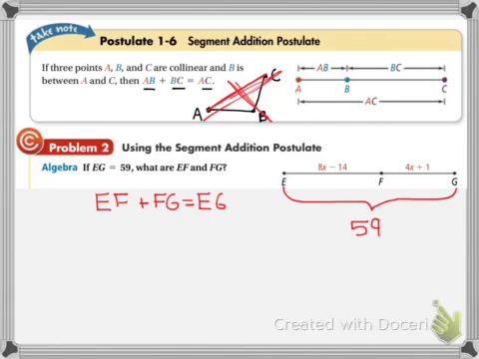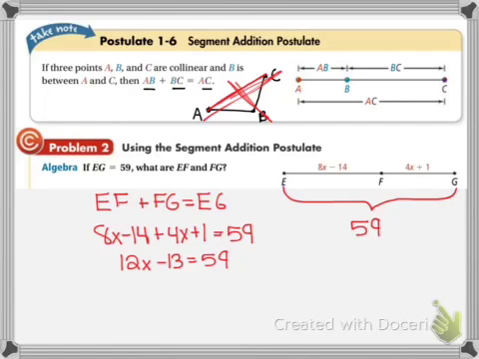So now we can just replace with what we know. We know that EF is 8x minus 14. We know that FG is 4x plus 1. Again, be really careful with your negatives here. And then we know that EG is 59. Alright, so now it's just an algebra problem. So we have 12x minus 13 equals 59. 12x equals 72. So x here equals 6.